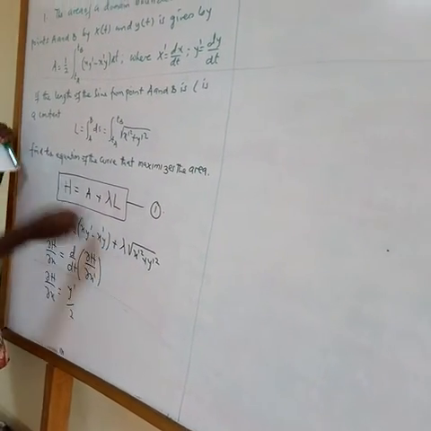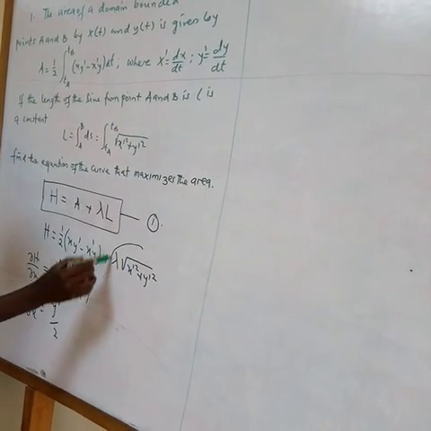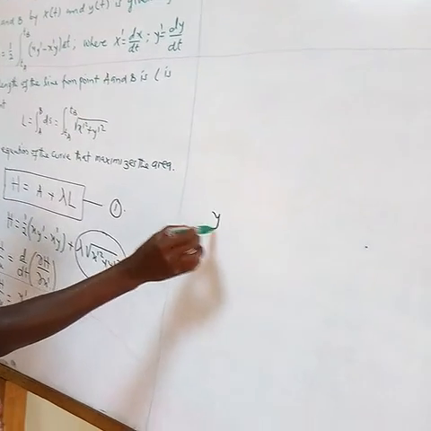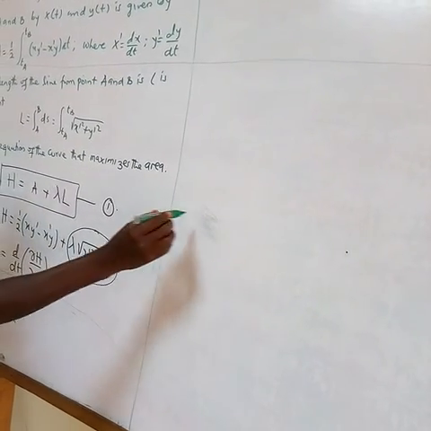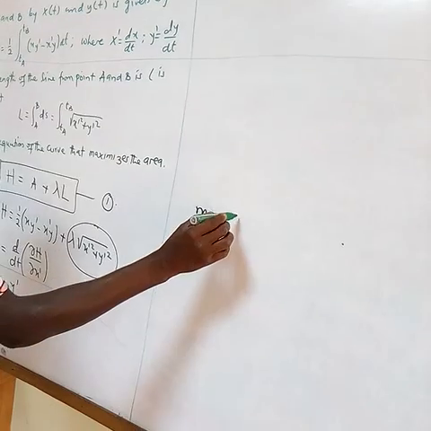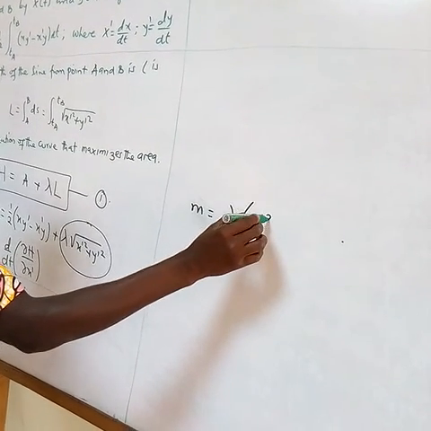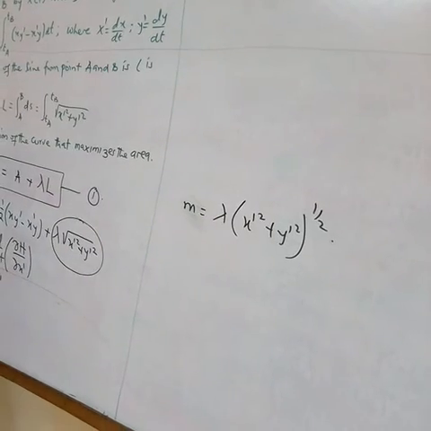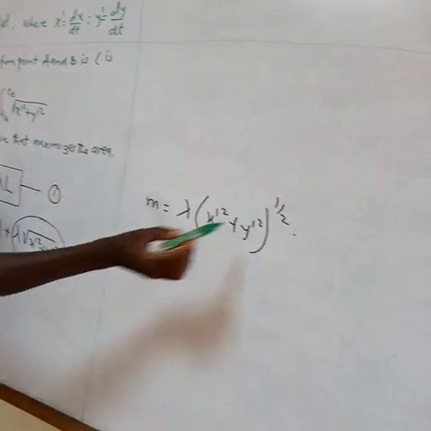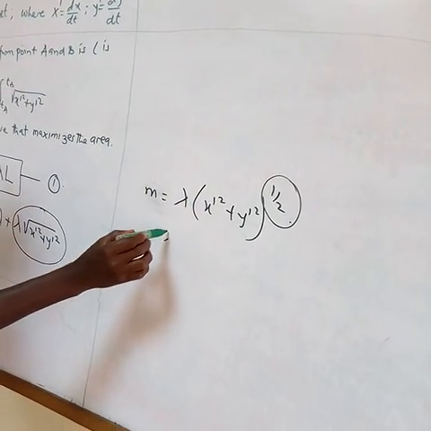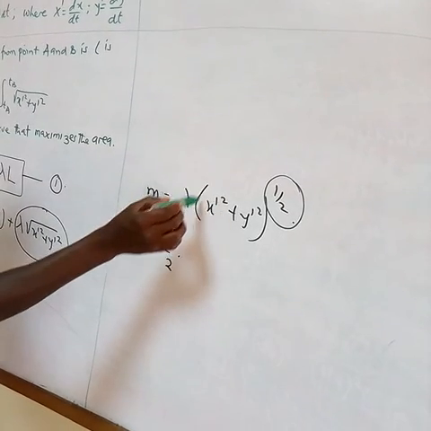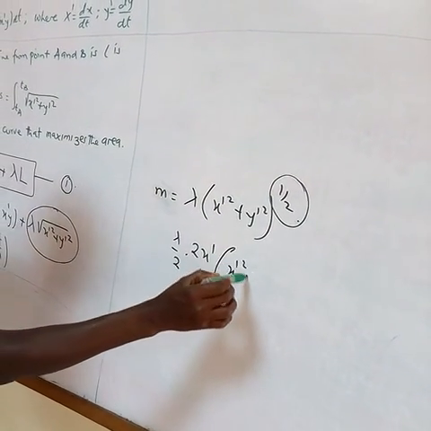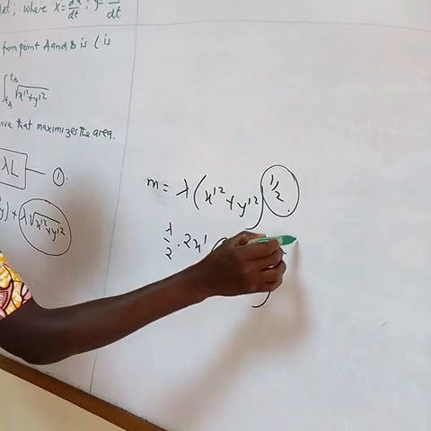If you want to differentiate it, this particular expression can be written as, let me assume it is m. M is equal to lambda into x prime squared plus y prime squared, all raised to 1 over 2. So if you want to differentiate this, this half will be the first to drop, which will be lambda over 2. Then the next thing, we differentiate this, which is 2x prime into x prime squared plus y prime squared raised to the power of minus 1 over 2.